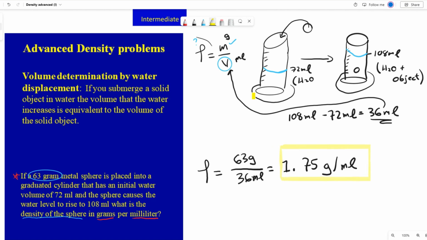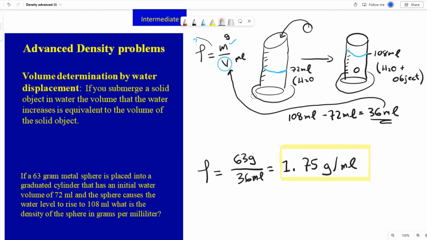Okay, so you can see how this problem uses the displacement of water to help figure out the volume of a solid object when looking for that object's density. So the next problem I have is going to be similar, where it still uses water displacement, but I want you to be very careful about listening to the wording of the problem, because the way these problems are worded will affect what you need to do to solve them.